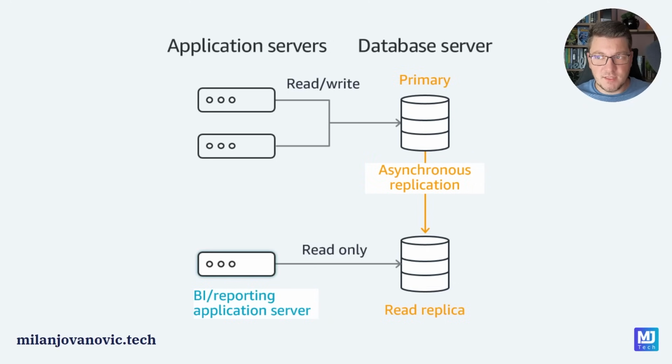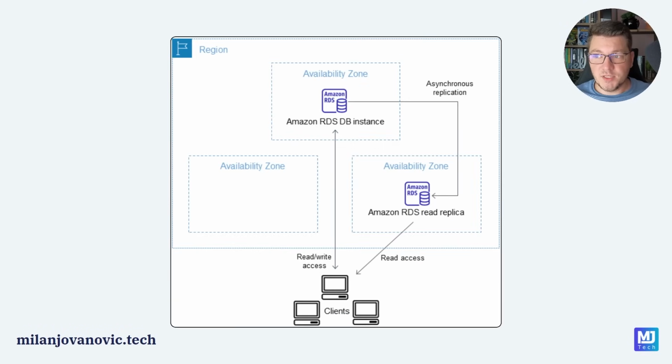For Postgres, this is natively available. For SQL Server, it's only available in some editions of the SQL Server engine. Here's an example where the read replica is in a different availability zone, but you can also have it in the same availability zone as the primary database, and having a read replica allows you to have some very interesting behavior inside our applications.